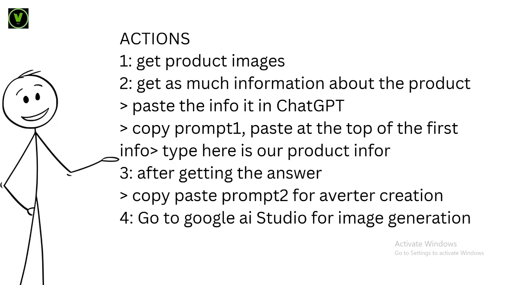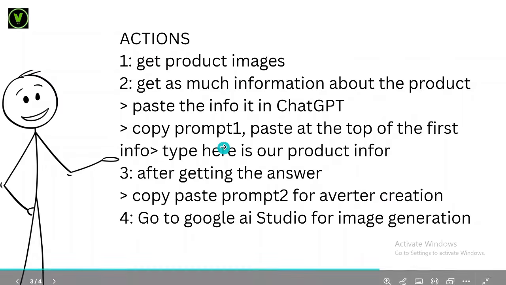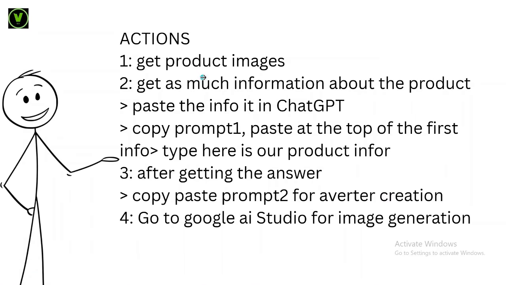Now, these are the action steps that we are going to take in this video to create this particular ad video that you just watched, right? So the first action is that we're going to get the product. Get the product image. Then the next one, we're going to get as much information about the product as possible. We're now going to paste the information in ChatGPT. Then we're now going to copy the prompt one.